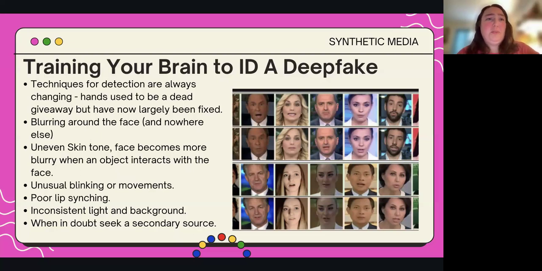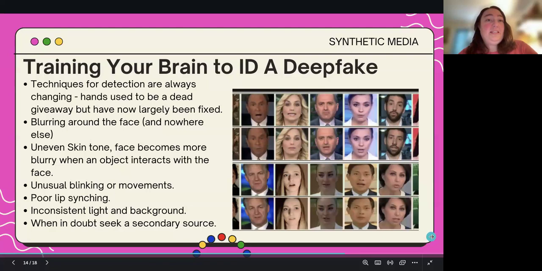Unusual movements or blinking. This can be difficult because people who are not neurotypical might not have traditional patterns of blinking or might not blink as much or might blink much more. Nervous people might blink more. But I've seen a couple of synthetic media videos where the person is not only not blinking, but there's this very sort of inhuman dead-eyed stare that goes along with it.